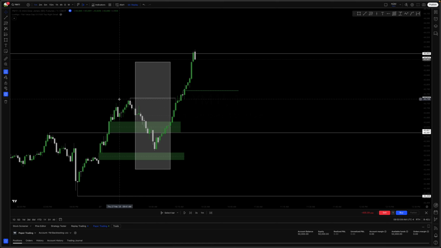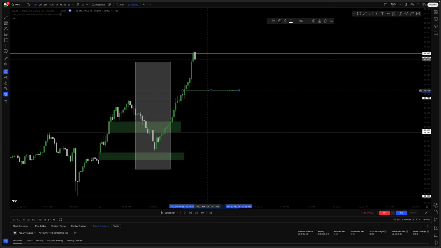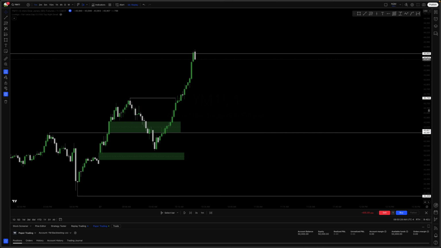We open right here. Bullish test of the opening. What's the first present fair value gap? This is the first present fair value gap. I should have gone long off of this, but that's okay. Doesn't matter. Wait and live to see the next trade, right?